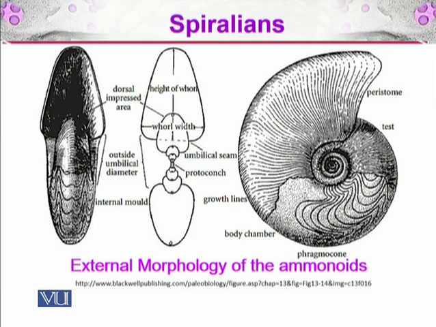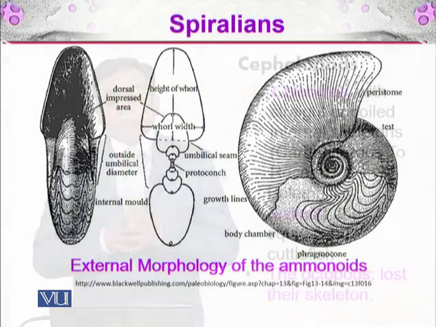On the left side of the diagram, you can see the outside umbilical diameter, the dorsal impressed area, the upper parts, and the internal mold coming inside the dorsal part. There is the height of the whorl and the whorl width, how much width it has. There are some growth lines which tell how old the organism is. If you see the peristome and the test, or the body chamber, there are some parts where they are attached to each other, and this part is called the suture. These shells have complex suturing patterns, which you can see here as well.